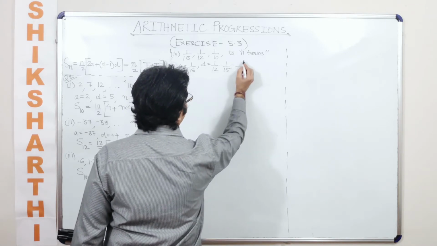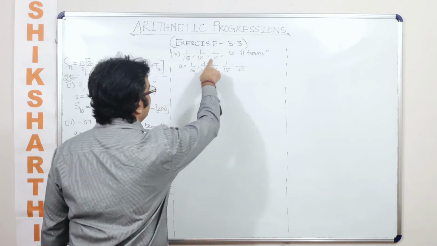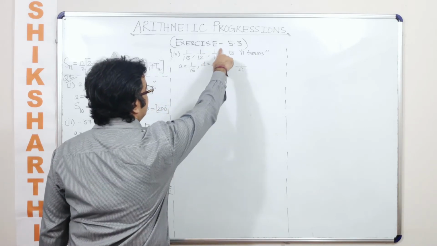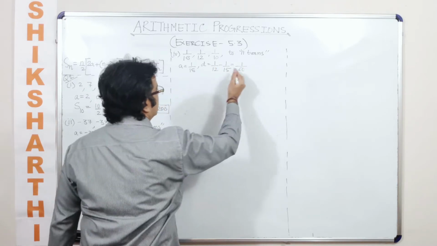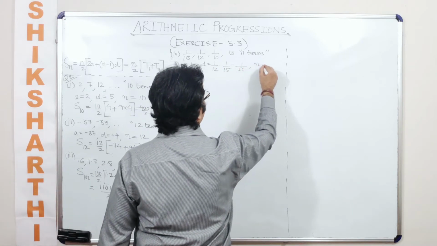So in that case, this becomes 5 minus 4, which is 1 by 60. So now, can I write this as 5 by 60? Can I write this as 6 by 60? Yes. When I subtract this, am I getting 1 by 60? Yes. Okay. And the number of terms here are 11.